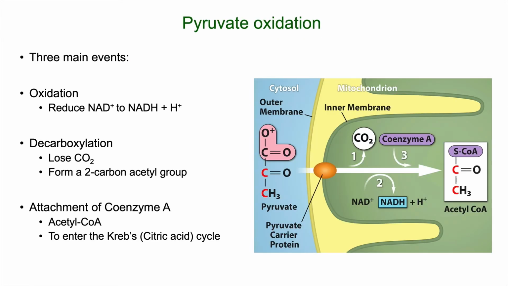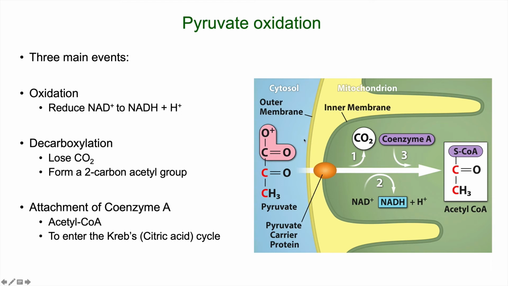Now, the first thing that has to happen, or the second event, is pyruvate oxidation. We've got to modify the pyruvate so that it's ready to go into the Krebs or the citric acid cycle, 2 different names for the same thing. The pyruvate has 3 carbons, and the first thing we're going to do is oxidize it, and we're going to kick off 2 protons and 2 electrons. And so another NAD is going to be reduced to NADH plus H plus.